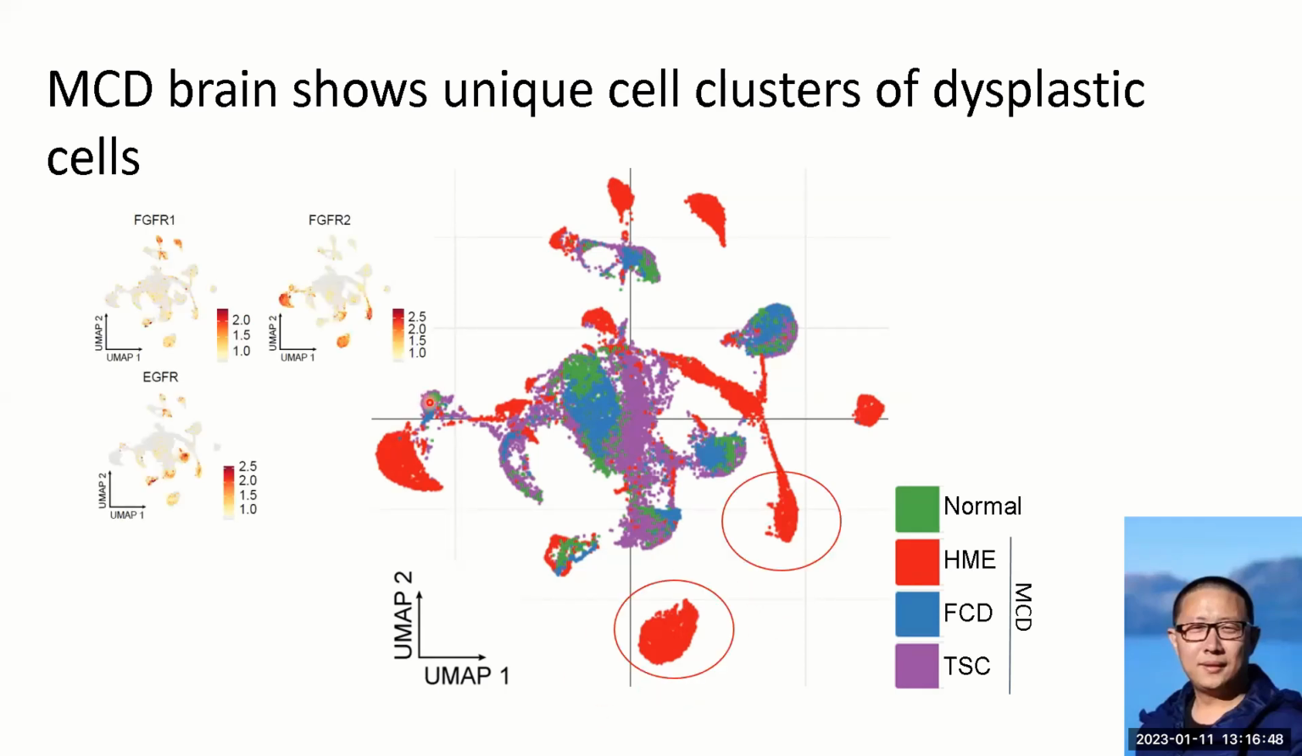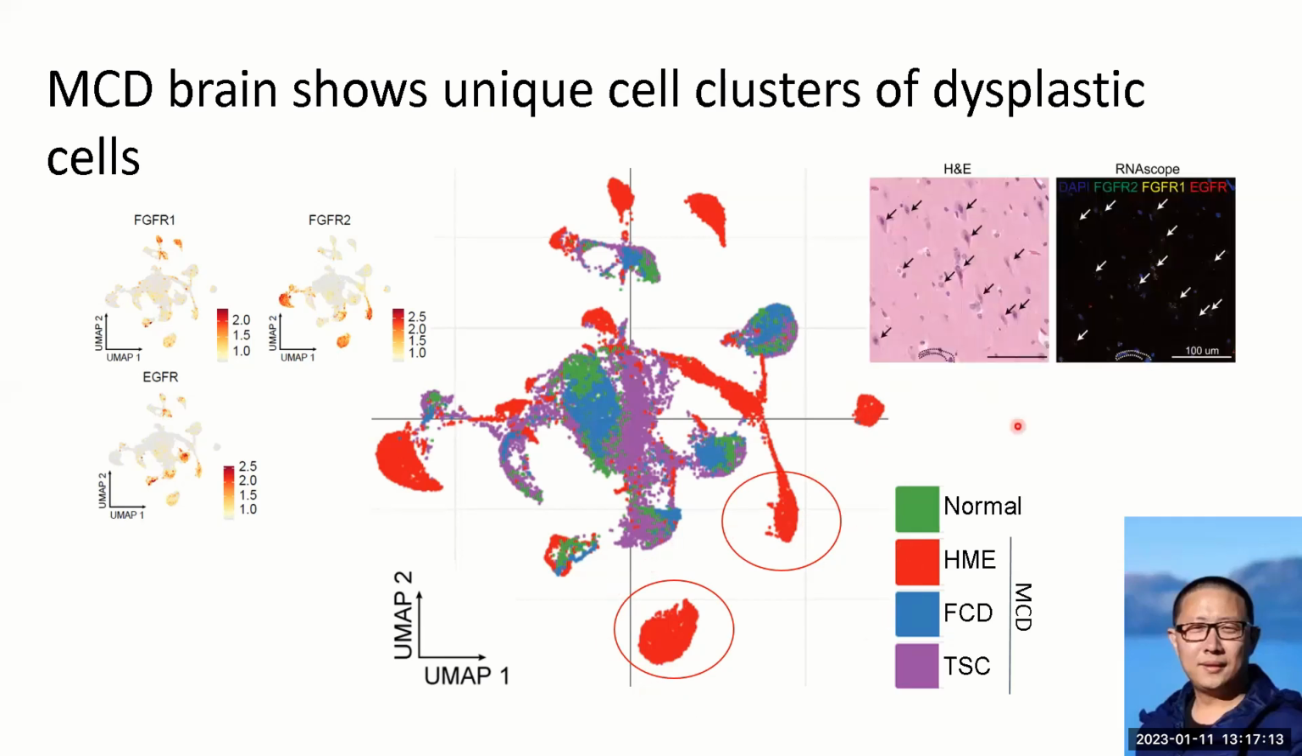In some MCD-specific clusters, as highlighted in the circles, the expression of fibroblast growth factor receptors and epidermal growth factor receptors is exceptionally high, indicating these are highly associated with MCD-specific cell populations. To confirm this, we labeled the fibroblast growth factor receptor and epidermal growth factor receptor RNA expression on the right with the RNAscope technique, and the cells overexpressing those are pointed out with white arrows. These cells almost identically overlap with the dysplasia cells on the left, pointed out with black arrows from H&E staining of almost the same brain section. This result shows that the single cell clusters might just be the dysplastic cell clusters.